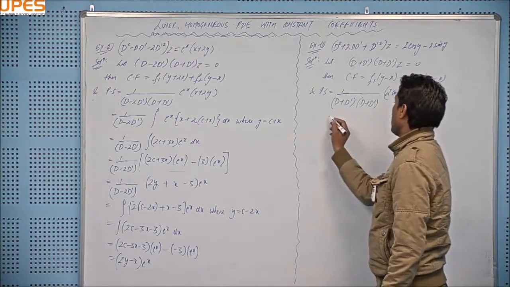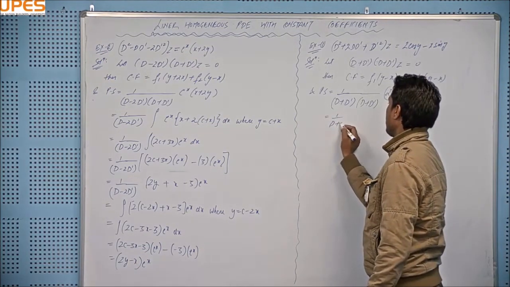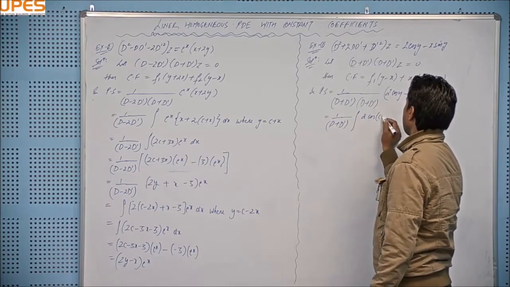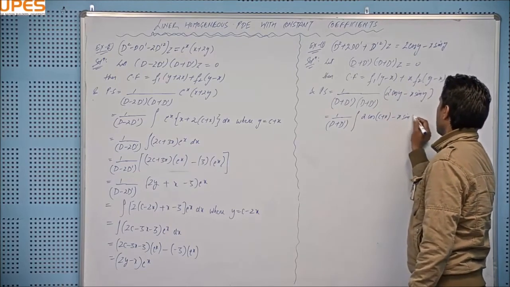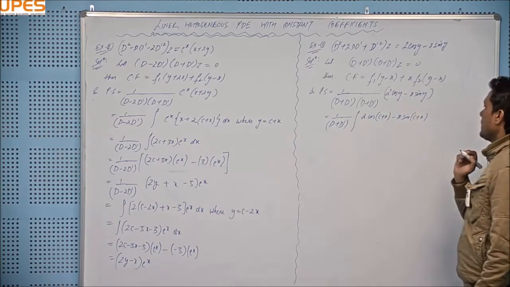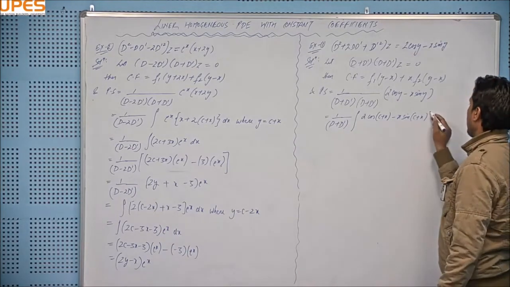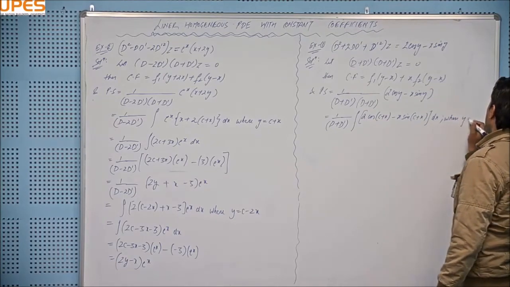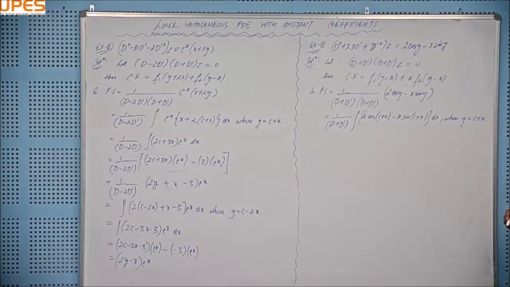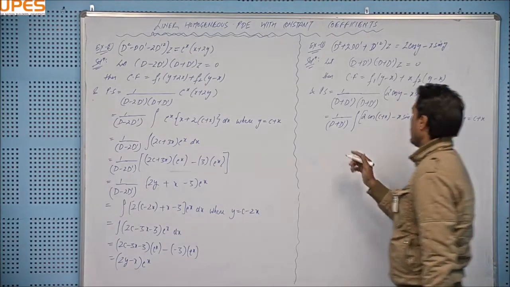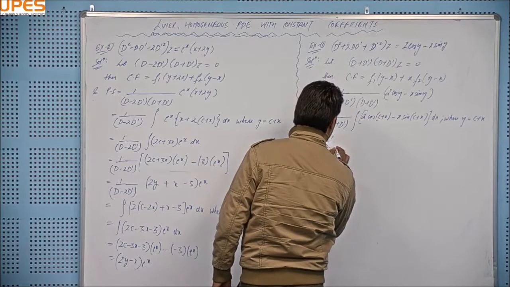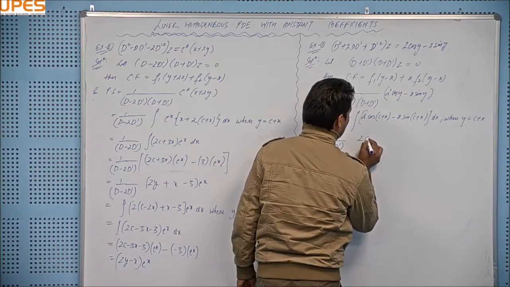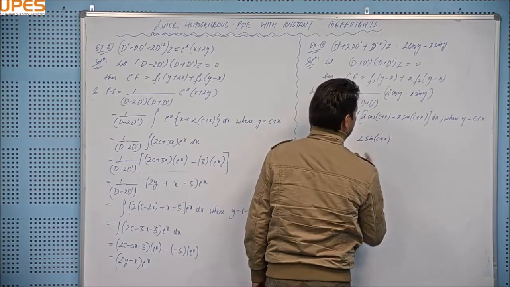Operating this first, 1 upon D plus D dash will wait outside, and then the integration of 2 cos y is replaced by 2 cos(c plus x) minus x sin(c plus x), dx, where y is equal to c plus x. Am I right? Yes. Then the integration of this will be 1 upon D plus D dash, waiting for this term, and the integration of 2 cos x will be 2 sin(c plus x).